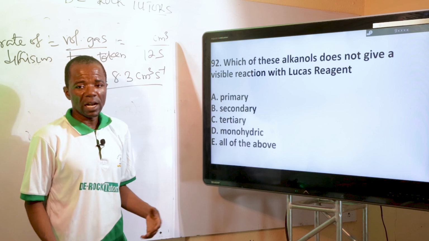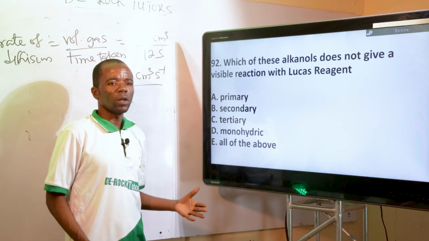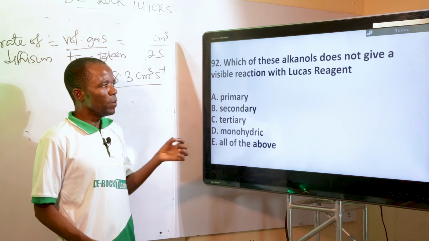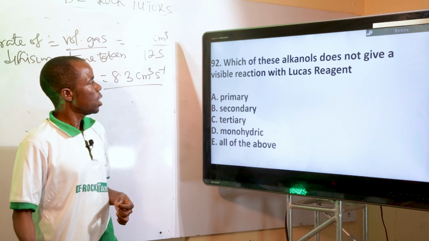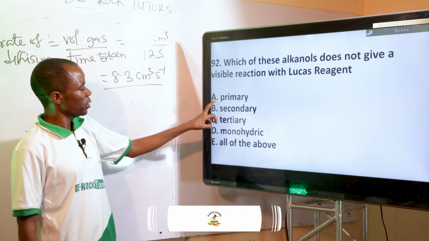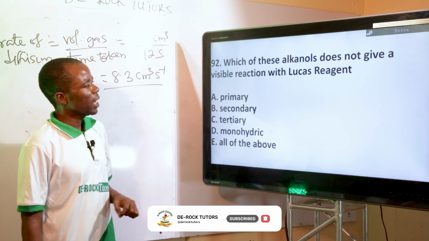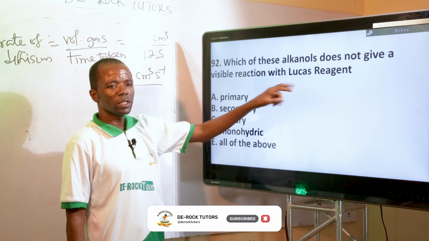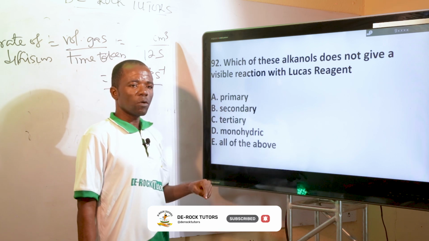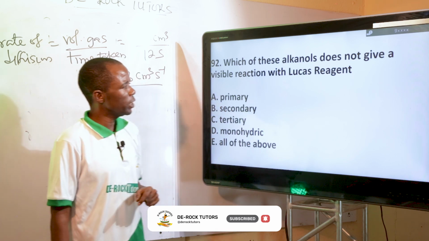An example of a secondary alkanol is butan-2-ol. An example of a tertiary alkanol is 2-methyl-propan-2-ol. So the correct answer once again for number 92 is option A, primary alkanol. And by the way, Lucas reagent is a mixture of zinc chloride and concentrated hydrochloric acid.